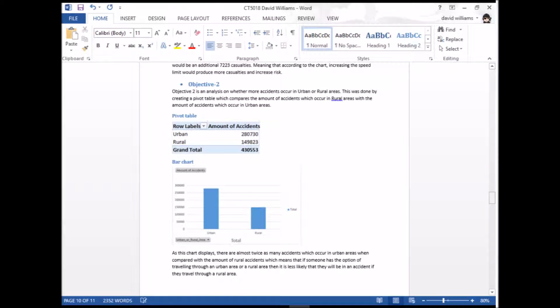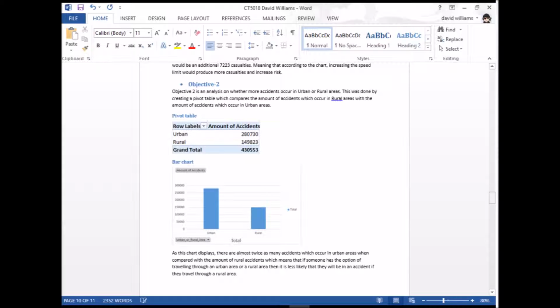The second objective was an analysis on whether more accidents occur in urban or rural areas. This was done by comparing the amount of accidents in urban areas to the amount of accidents in rural areas and creating a bar chart for it. And as it shows, almost twice as many accidents occur in urban areas compared with rural areas. Which means that if someone has the option of either going through an urban area or a rural area, it's a lot safer to travel through the rural area.